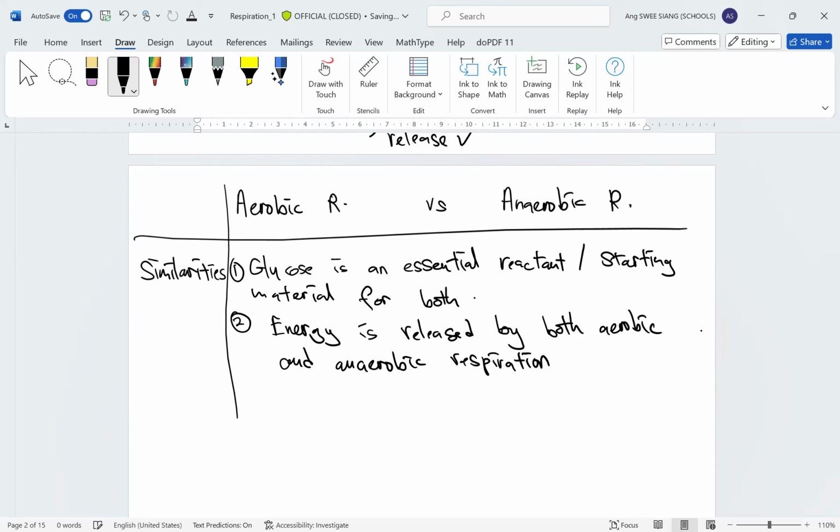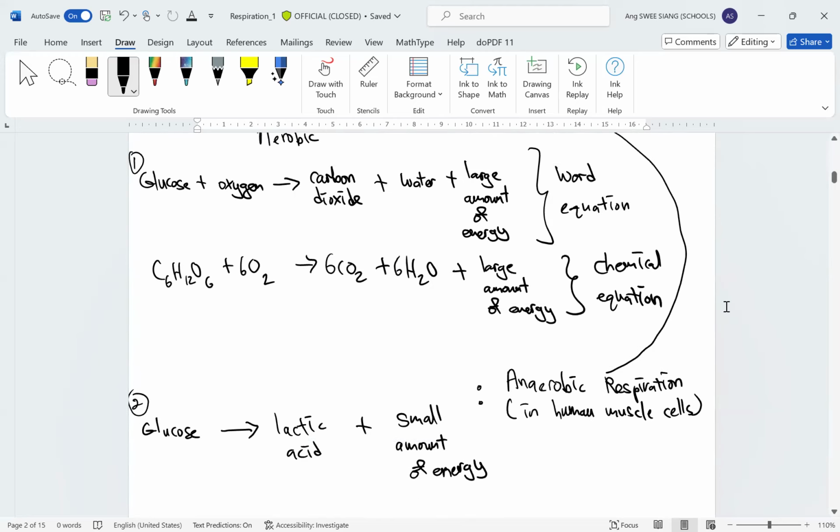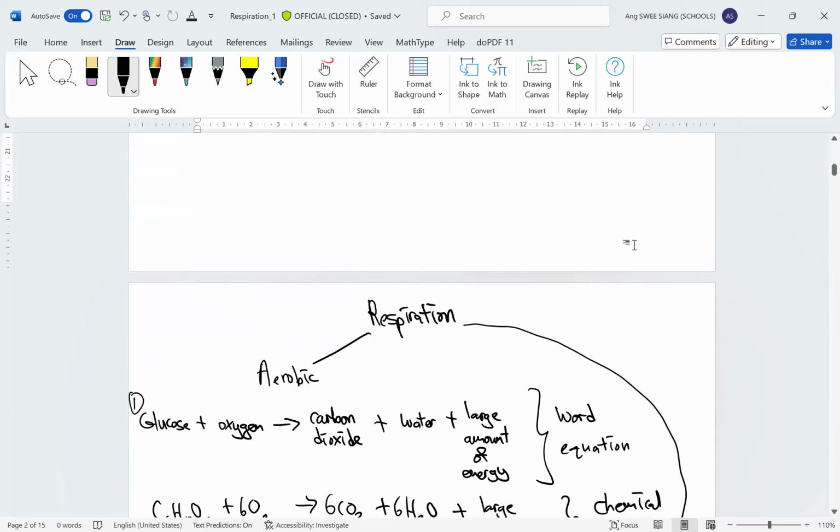Okay, is there any other similarities that you can think that you have observed? Any other similarities that you can observe, just by looking at the word equation? Actually, I've got one more similarity you can think of. Actually, it's not in the equation.